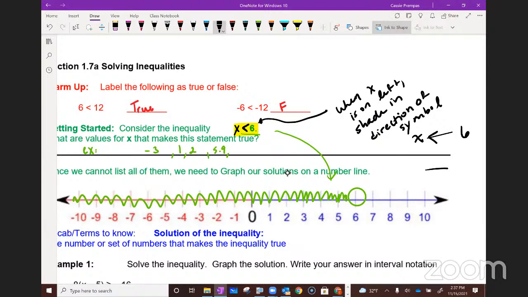So what if it's 2 numbers, like x is in between? You can only use this when x is on the left. So if x is on the right, then you actually have to shade the other way. And if x is in between, we're going to really focus on those tomorrow. That's called a compound inequality, which means x has to satisfy 2 conditions. But we'll look at more of those tomorrow.